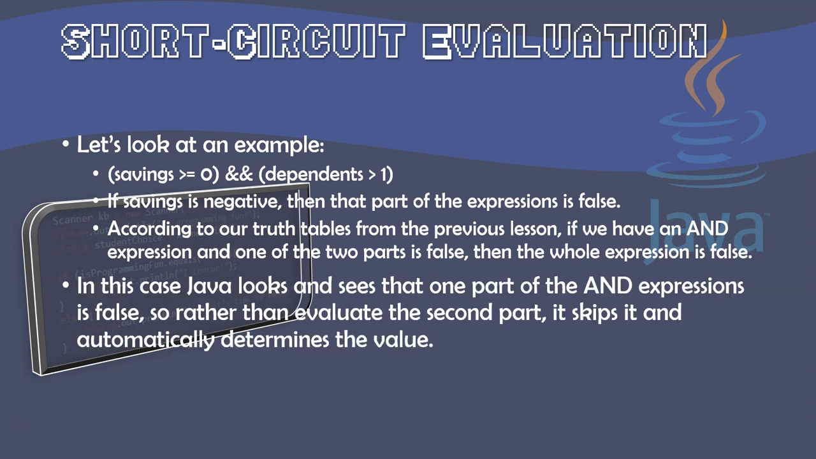In this case, Java is going to look at that first part because it works left to right, and it's going to say, oh, I come across that first part of the and expression, I see that it is false. So rather than evaluating that second part of the expression and trying to determine a value for it, it's simply going to skip over that because it already knows the first value is false and is automatically going to determine the value, which in this case would be false.